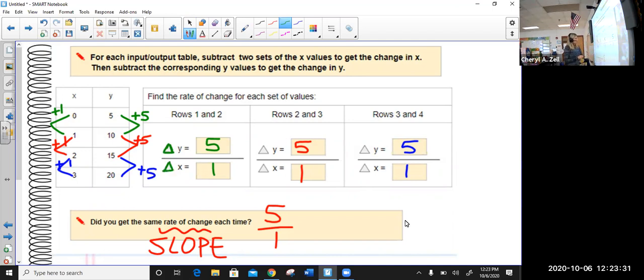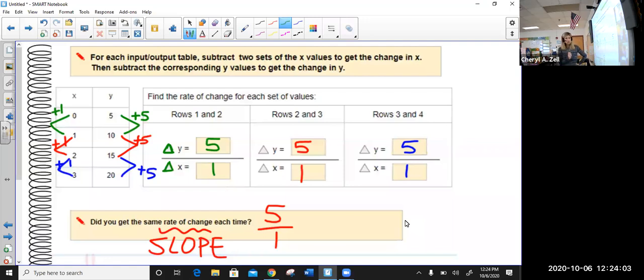So how we figured that out was we looked at rows 1 and 2, and we wanted to know, we're going from 5 to 10. So that's a +5, 10 to 15, that's a +5, and 15 to 20, that is also a +5. Then you look at the change in X, we're going to a +1, +1, and then a +1. So rows 1 and 2, the change in Y is 5 and the change in X is 1.